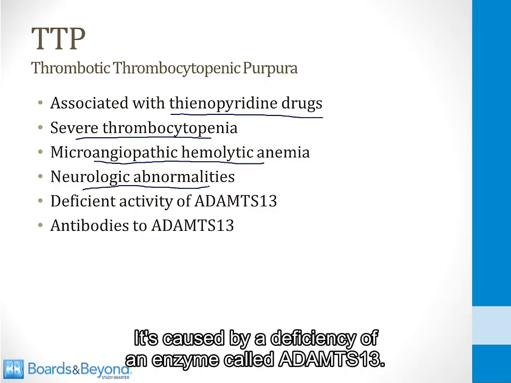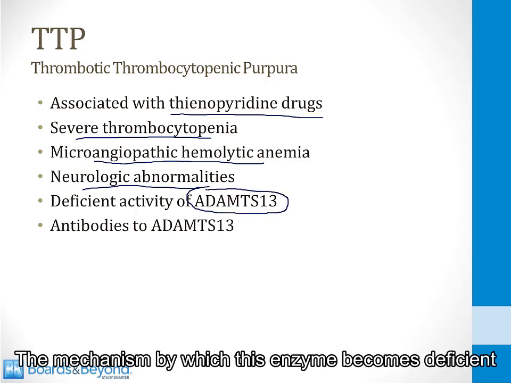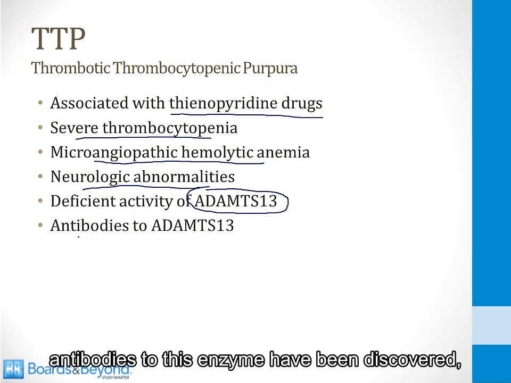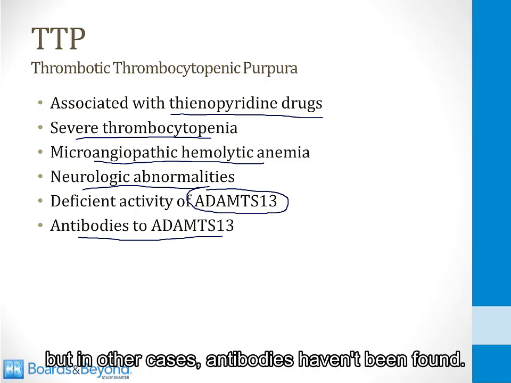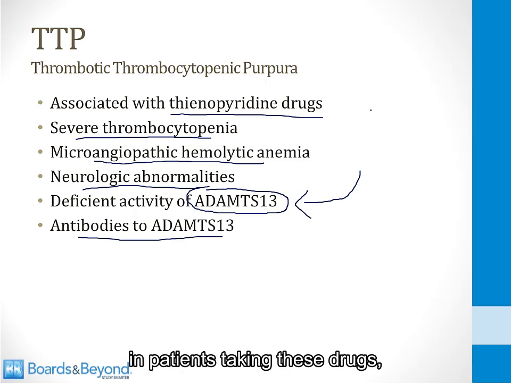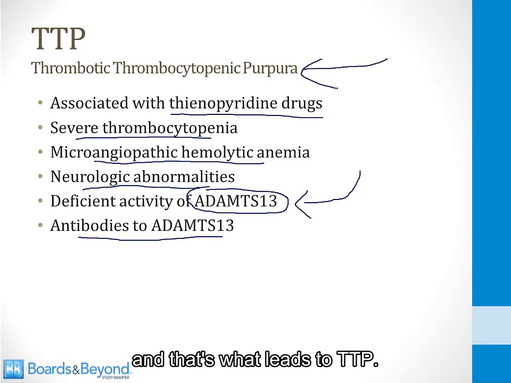It's caused by a deficiency of an enzyme called ADAMTS13. The mechanism by which this enzyme becomes deficient in patients taking thienopyridines is not entirely clear. In many cases, antibodies to this enzyme have been discovered, but in other cases, antibodies haven't been found. But whatever the mechanism, this enzyme becomes deficient in patients taking these drugs, and that's what leads to TTP.